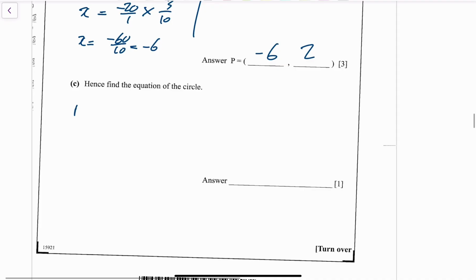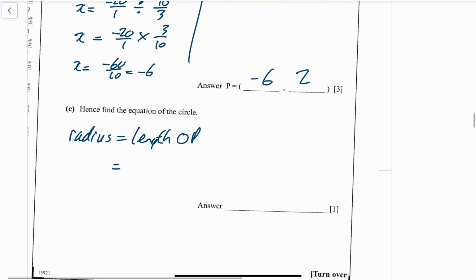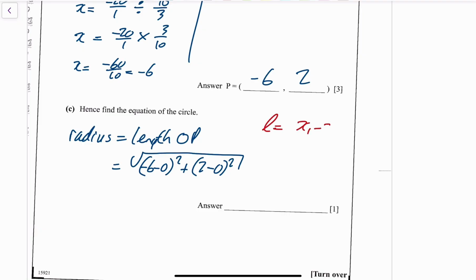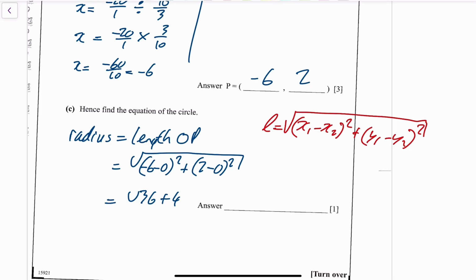So first of all, your radius is equal to your length OP. So you can just see the P there above, that was minus 6, 2. So it's going to be minus 6 minus 0 squared plus 2 minus 0 squared and the square root. Sorry, I didn't explain where that comes from. That comes from length is equal to x1 minus x2 squared plus y1 minus y2 squared and the square root of all that. And if you did that out, that's going to be 36 plus 4 square rooted. So that's root of 40.